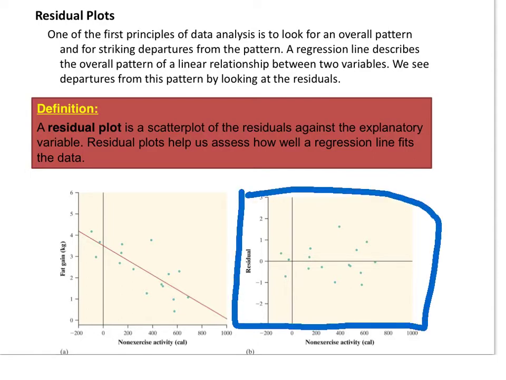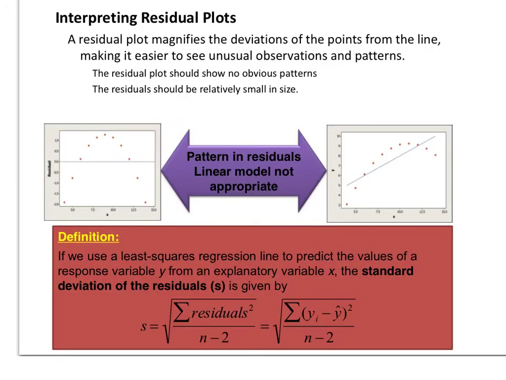As you move from left to right, the points bounce up and down around the line, which means the line is a good model for this data. Okay? A residual plot is a scatter plot of the residuals against the explanatory variables. Again, they help us assess how well a regression line fits the data. If we do not see a pattern in there, it's appropriate to use a line. If there is a pattern, then we should be looking for something else, usually some sort of curve.